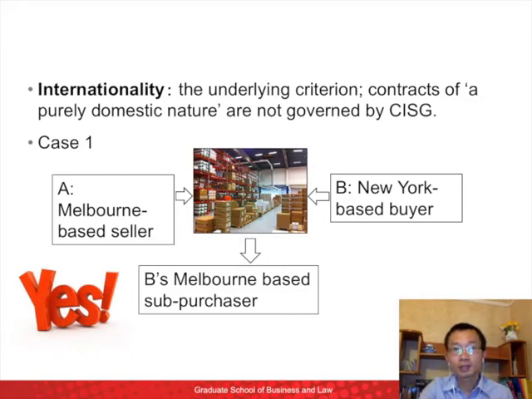Article 1(1)(a) establishes the criterion of internationality. Under this criterion, contracts of a purely domestic nature are not governed by the convention. Please note, the convention is not applicable to sales between parties whose places of business are within different territorial units of a single nation state, such as New South Wales and Victoria in Australia, New York and San Francisco in the United States.